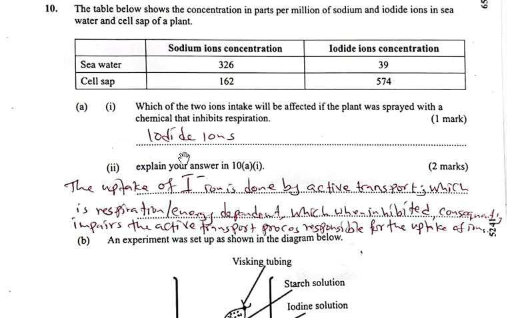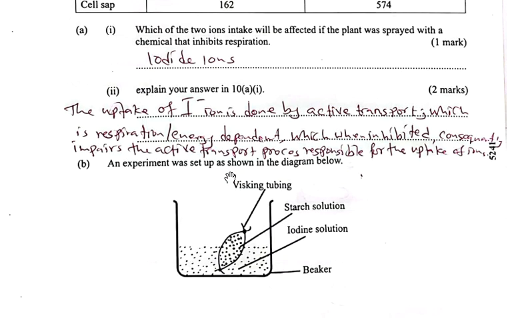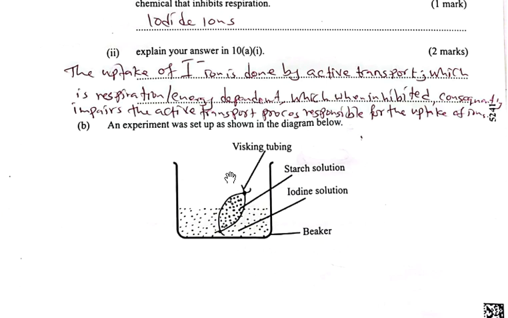The uptake of iodide ion is done by active transport, which is energy dependent, which when inhibited consequently impairs active transport, or the process responsible for the uptake of ion. Part B, an experiment was set up as shown in the diagram below. You have a whisking tubing, starch solution inside the whisking tubing, then you have iodine solution, then you have beaker.